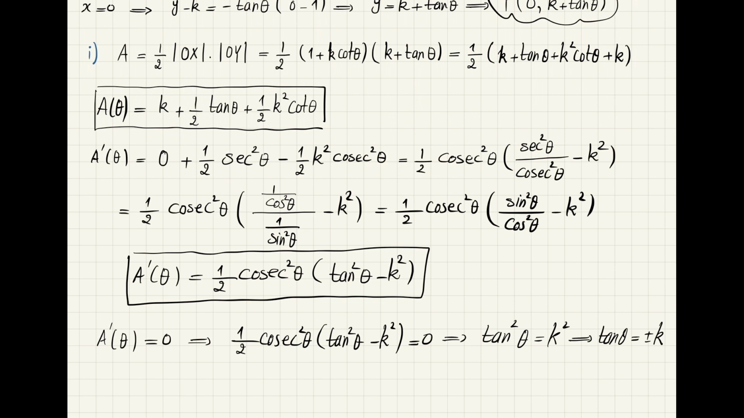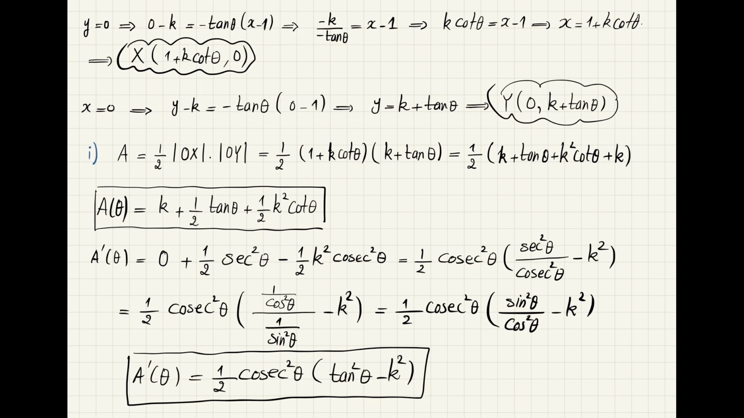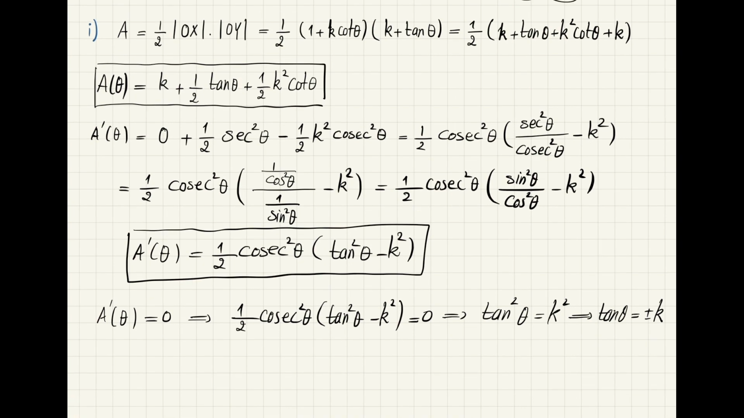Yes, but theta is given to be between 0 and pi/2, if you remember. So it means that tangent of theta in the first quadrant is positive and cannot be negative. On the other hand, k is also a positive number. So the acceptable value is not minus k here, it's positive k, yes? So then this implies that tangent of theta is k, or equivalently, theta is tangent inverse of k, okay?